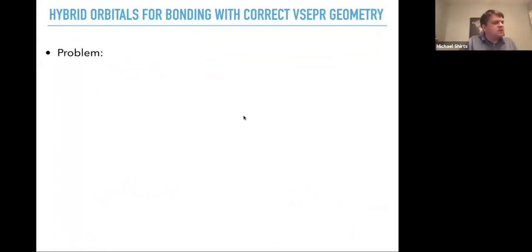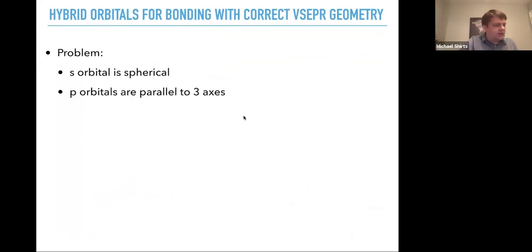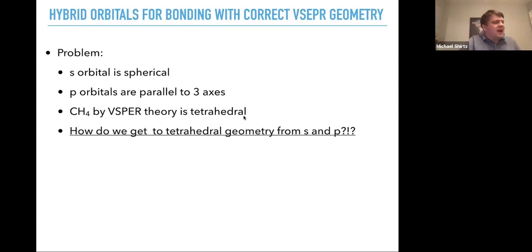What happened there? So yeah, the problem: the s orbital is spherical, right? The p orbitals are parallel to 3 axes, as we saw in those examples with hydrogen sulfide and hydrogen selenide. But CH4, by VSEPR theory, is tetrahedral. Now these are both approximations, but let's be consistent in these approximations. What's actually going on when we combine these orbitals? How do we get tetrahedral geometry from s and p?